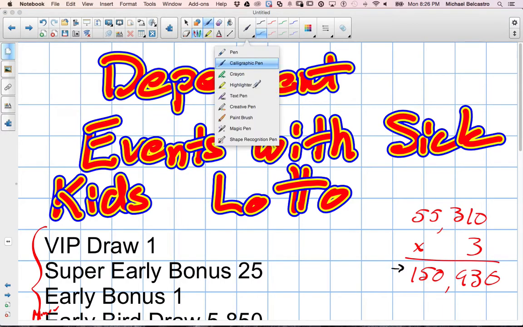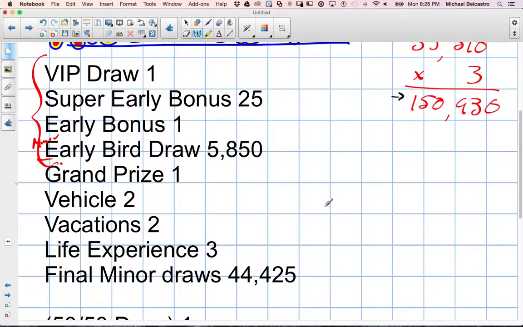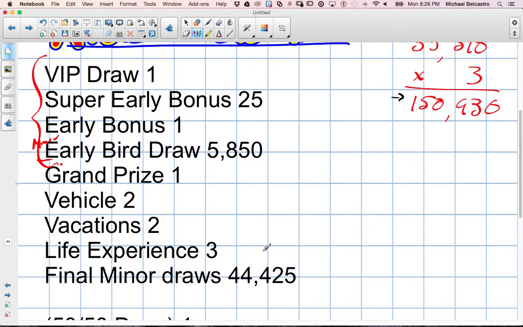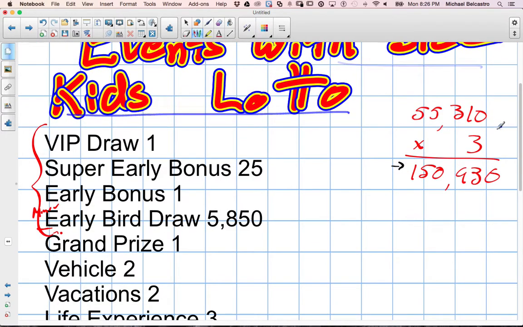We're again looking at dependent events, and again we're looking at our Sick Kid Lotto. They gave us a whole bunch of info. Here are all our prizes, and we quickly added them all up. And because of the odds of the event, we assume this is our estimate of how many tickets they're selling. So it's 150,930 tickets being sold.